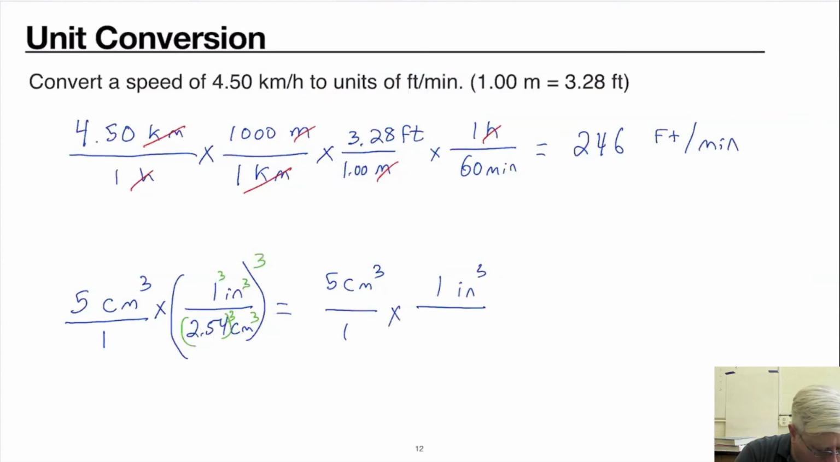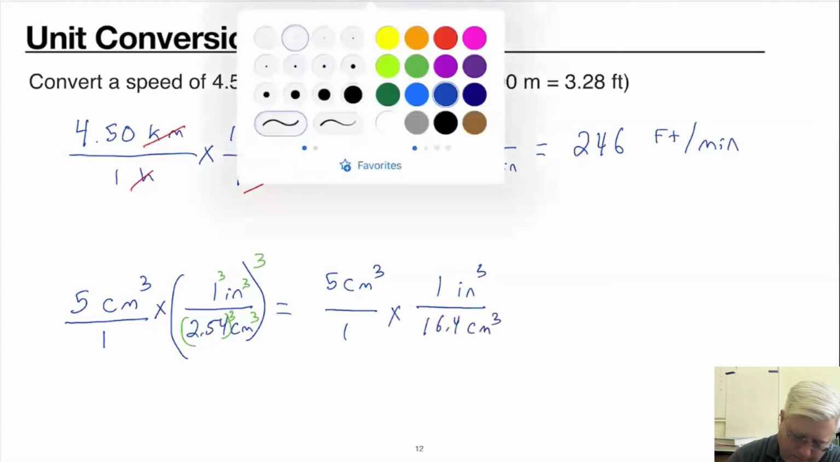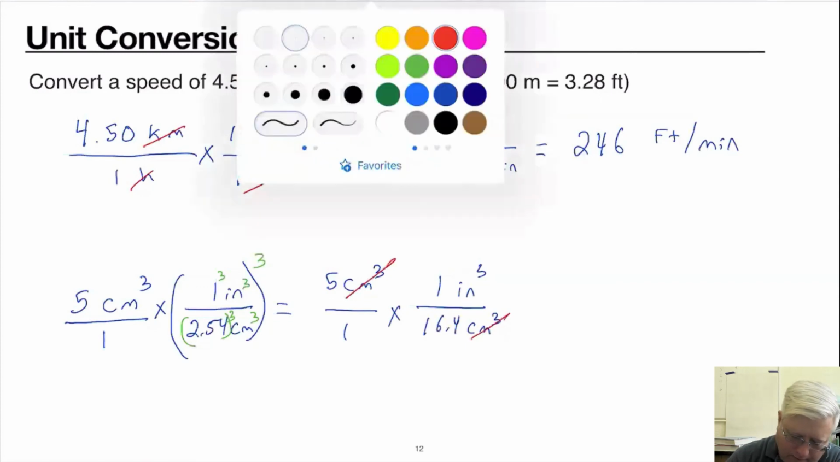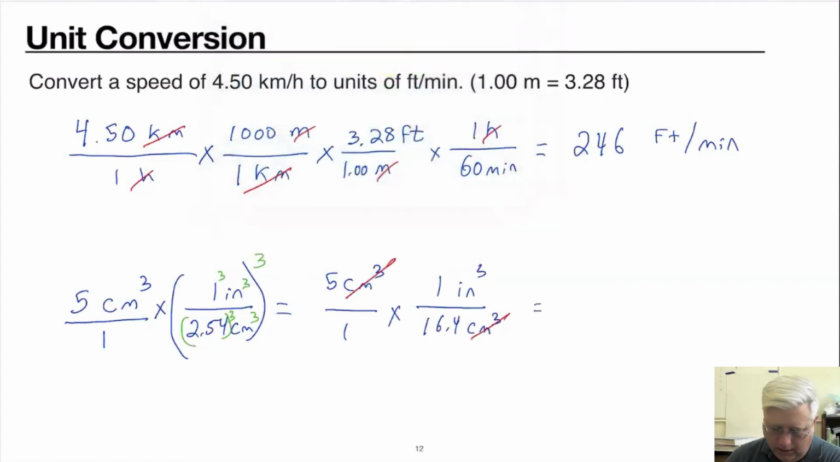Where's my cube thing on this calculator? Oh, let's do this. Okay, I get about 16.4, I'll round it off, and then centimeters cubed is centimeters cubed. Okay, and then we see that centimeters cubed cancels, and we're left with what we want, the inches cubed. So basically we divide the 5 by that 16.4, and it rounds to about 0.31 cubic inches. All right.